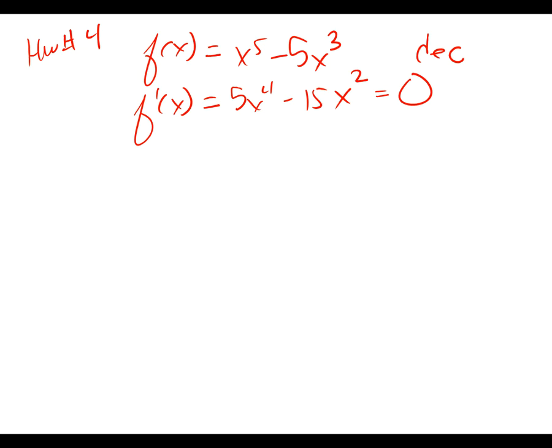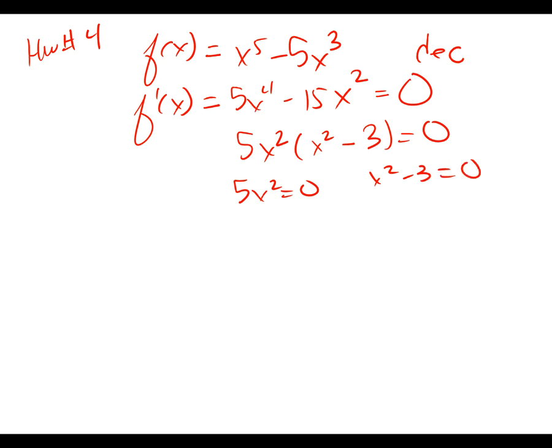Alright, next thing I have to do is factor. What's the greatest common factor there? That's always the first thing I look for when I factor. When I pull that out, what's left behind? X squared minus 3. At this point, I've got to set them both equal to 0. Yep, the one on the right is going to be a little bit weird. I think I've done this problem. There's actually four zeros.